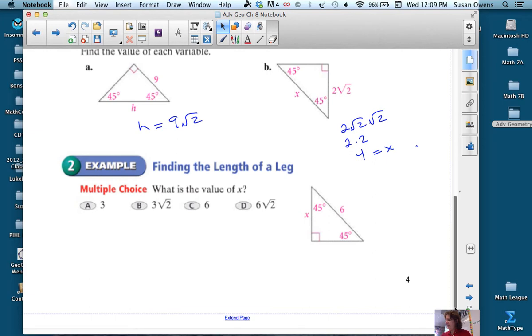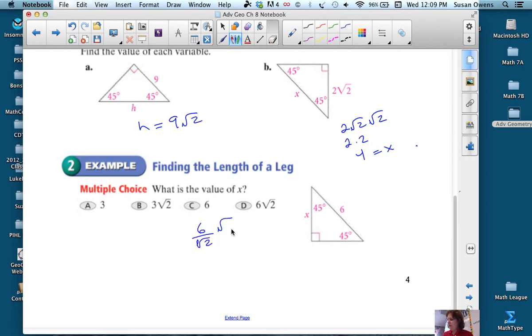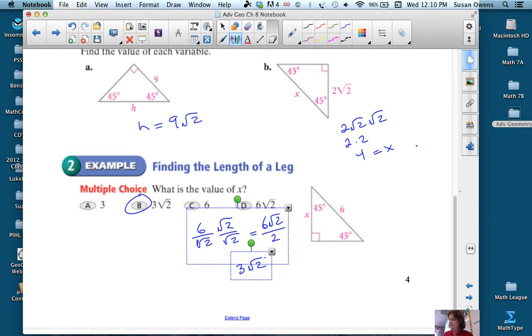The last example has us work our way backwards. Now we know the hypotenuse, and we want to go backwards to a leg, so we have to divide by root 2, which means we have to rationalize. So that's going to be 6 root 2 over 2, which is going to be 3 root 2. So my answer is B.